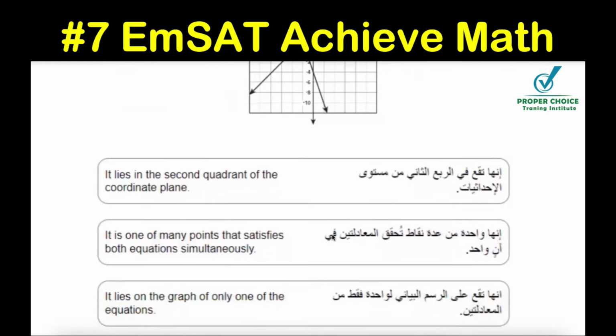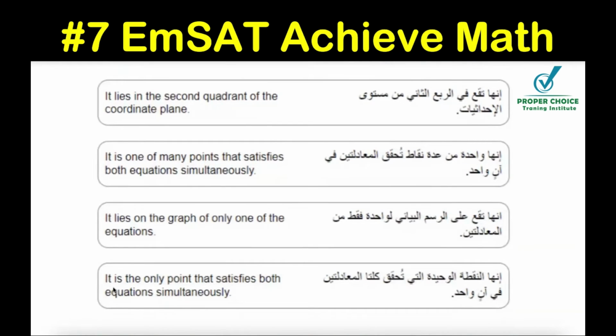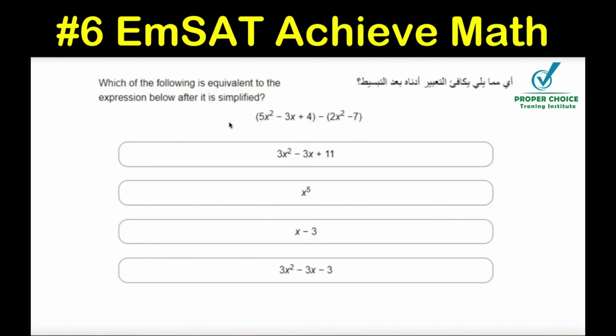Which option gives us the same statement? Yes, that is the last one. It is the only point that satisfies both equations simultaneously. That is another way to say the given system of equations has one solution. So we go with that statement. Which of the following is equivalent to the expression below after it is simplified? Here they have given us an expression, so let's simplify it and see which option matches.